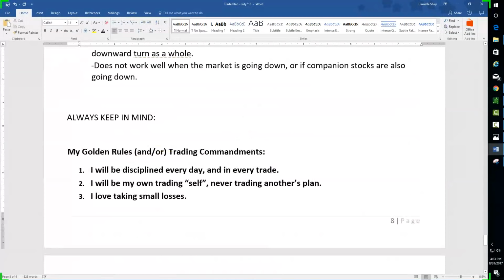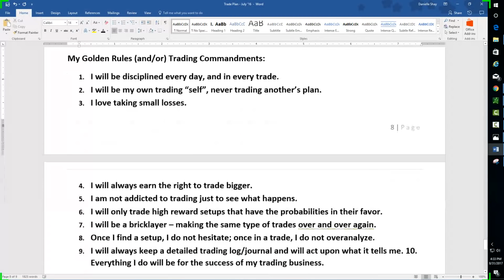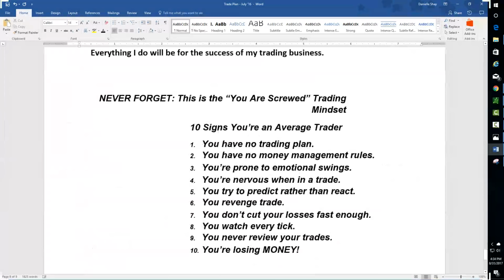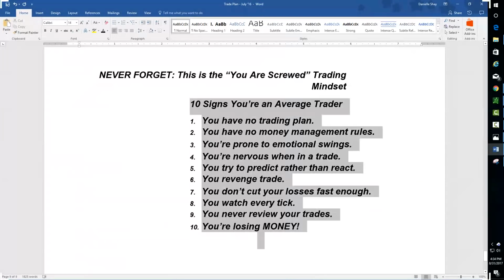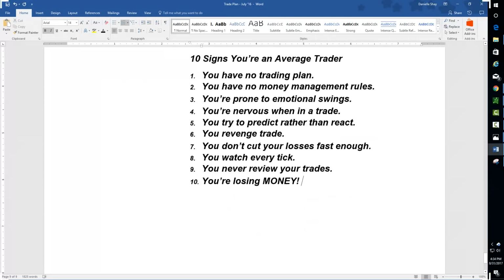The most important thing to keep in mind, I have my golden rules or trading commandments all right here. Very important to read. And then these are the you-are-screwed trading mindset. You've got to read these and figure out which of these things you are not doing. I did that and it really, really helped me. I had that picture on my wall for the longest time, so I'm going to keep that in there.